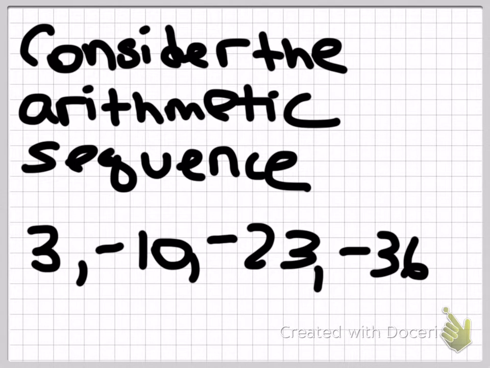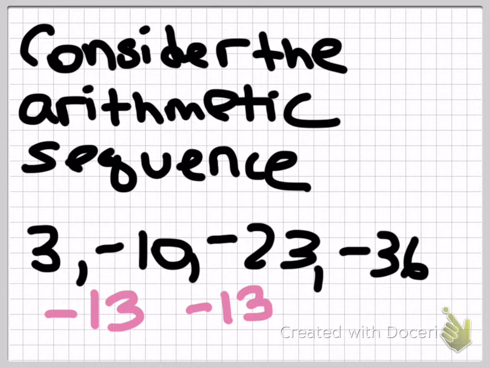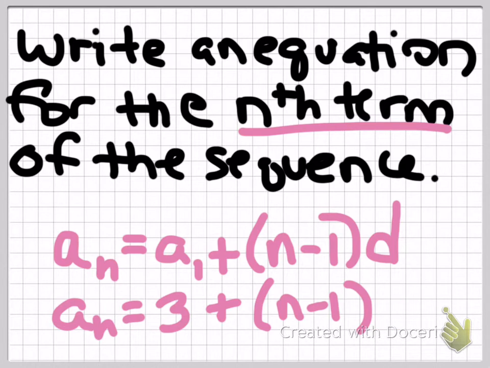So if you think about that, if you subtract 13, you would get from 3 to negative 10. And then if you keep going, negative 10 to negative 23, you're also subtracting 13. And then finally, you're subtracting 13. So the pattern, or the difference, is negative 13. Notice it puts negative because it's subtracting. If it's addition, you're just going to leave that as a positive.